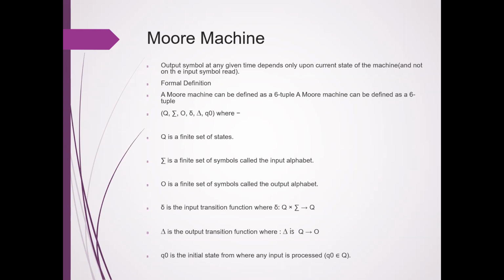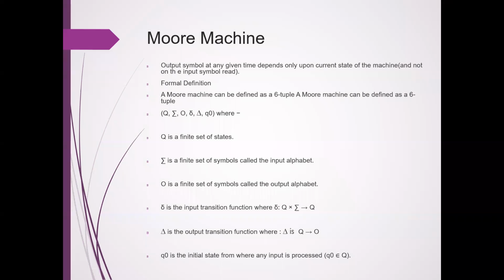state will receive. Whereas in case of Mealy machine, the output generated by the state depends upon the input which that state will receive. So this is the difference between the Moore and Mealy machine. And depending on that, here is the formal definition of Moore machine.